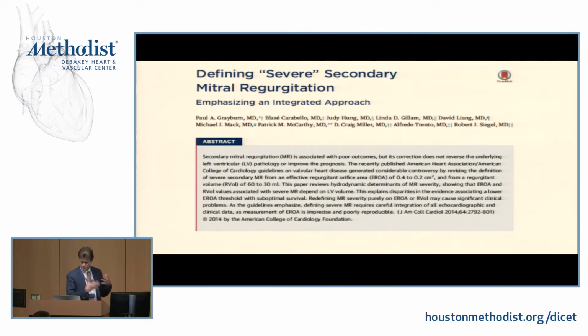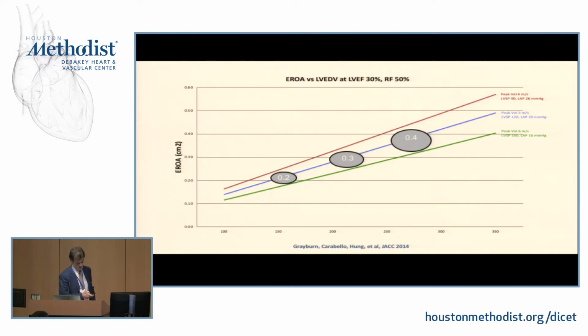The reason I'm pointing that out is we wrote this editorial, a bunch of us, a few years ago, screaming at the guidelines when they changed the definition of secondary MR. We pointed out there's no single value of regurgitant orifice area that tells you it's severe MR. It depends on the ventricle. So here's just an example. This is the Gorlin equation really plotted out. And these are just different levels of LV-LA pressure on these lines here.